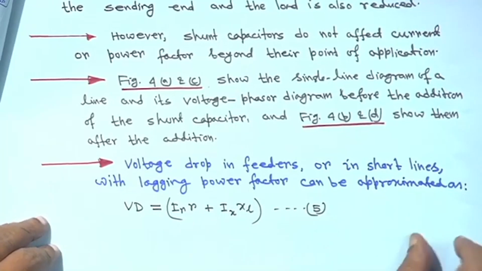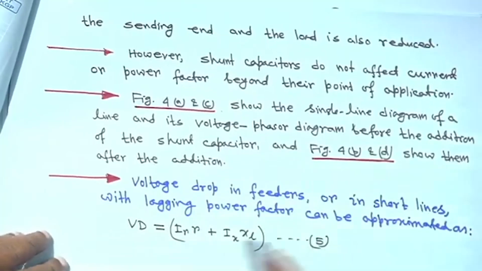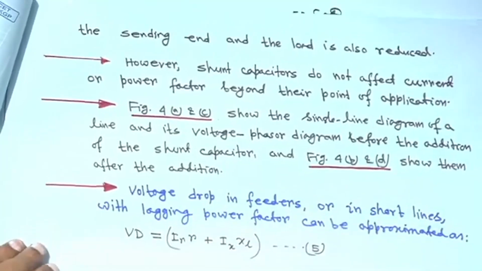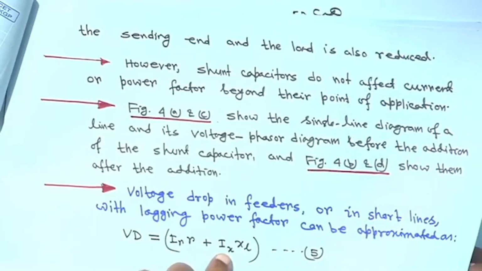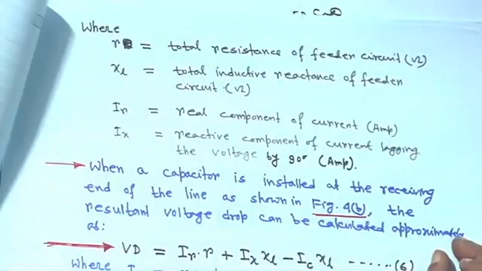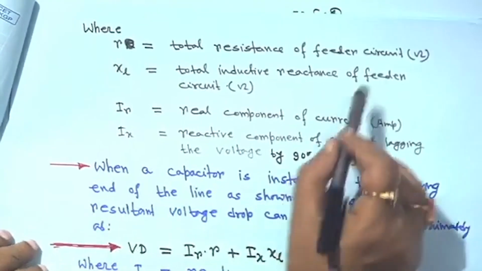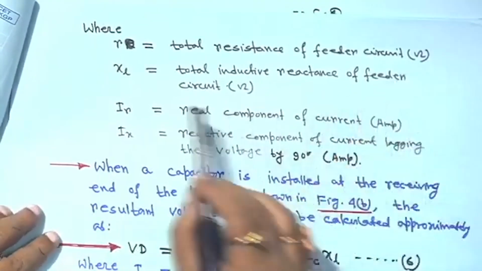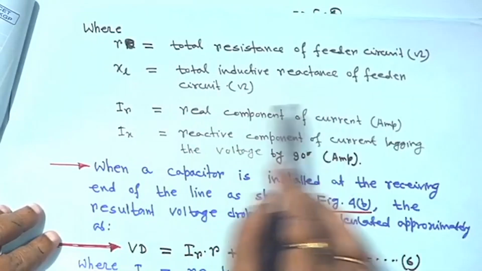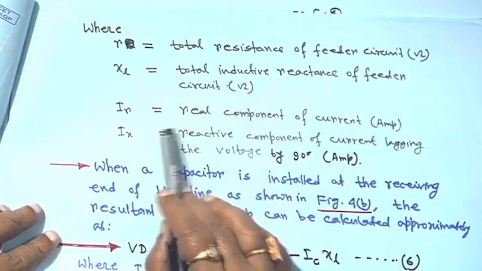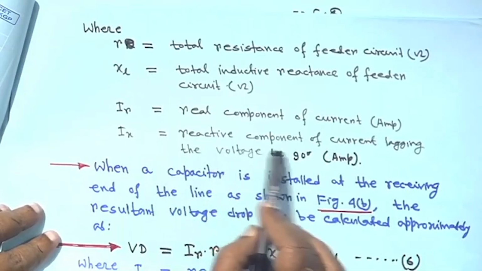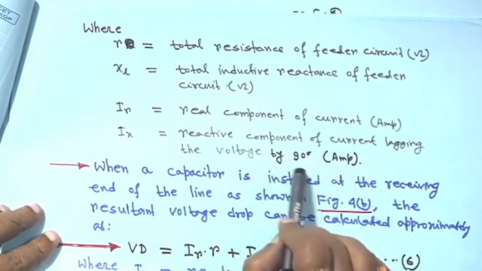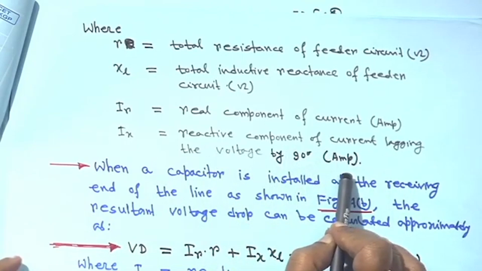So, this is equation 5, but for easy remembering, IR into R plus Ix into XL, where IR is equal to I cos theta and Ix is equal to I sin theta. R is the total resistance of the feeder, in ohm. XL is the total inductive reactance of the feeder, in ohm. IR is the real component of current in ampere, and Ix is the reactive component of current lagging the voltage by 90 degrees, in ampere.